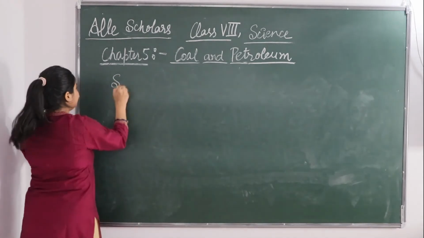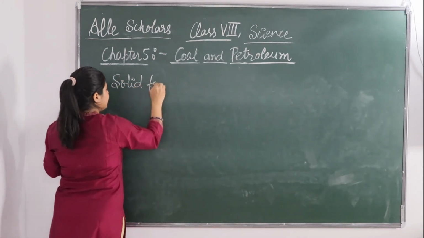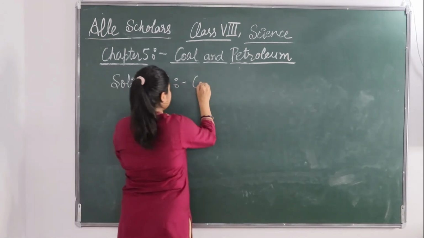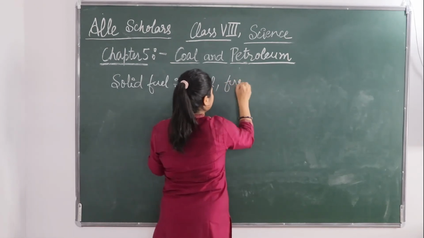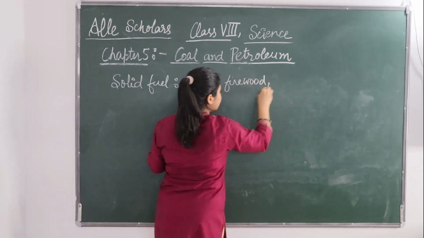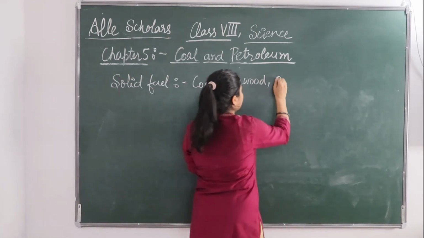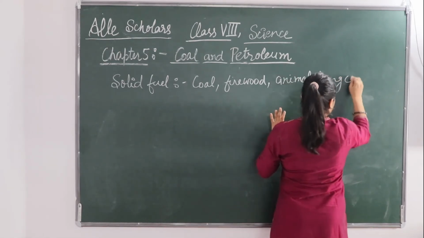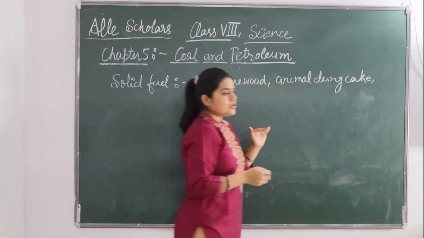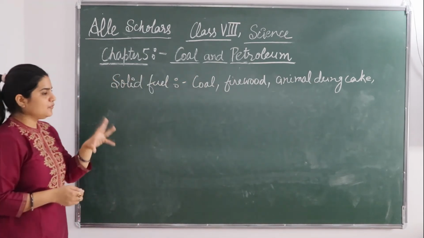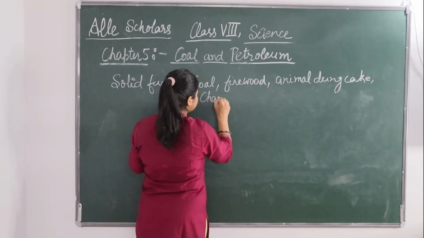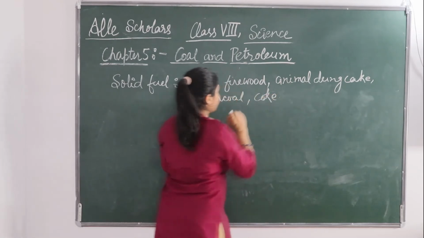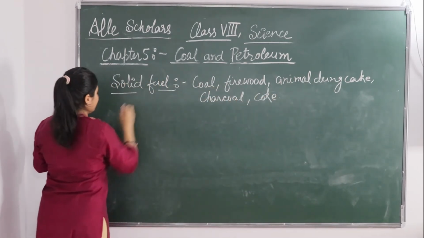Okay, so solid fuel examples. What are the examples of solid fuel? Coal, firewood, cow dung, or animal dung cake. All these are solid fuel. Firewood I have told, charcoal is there, and coke is there. All these are solid fuel.